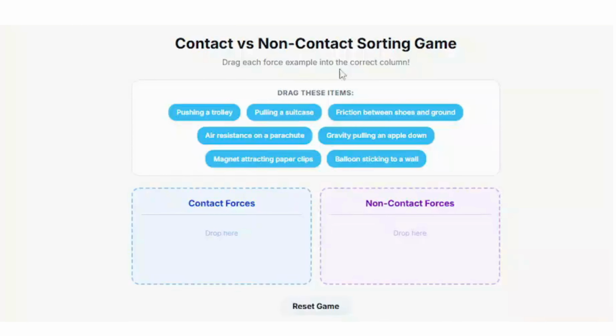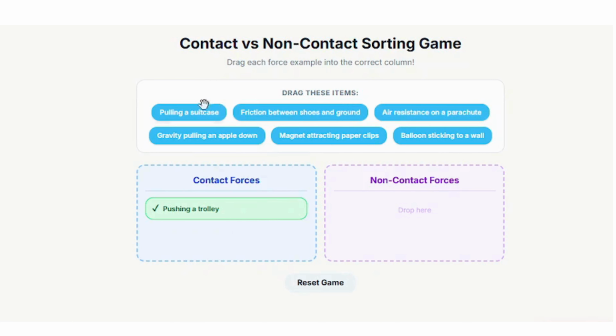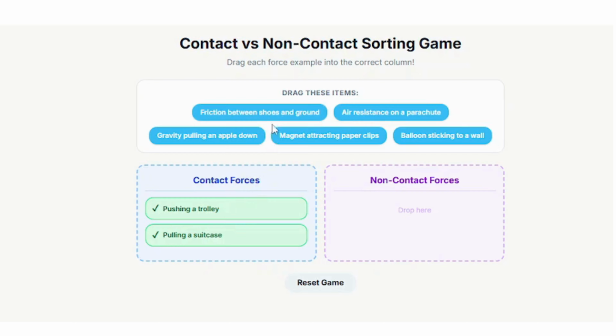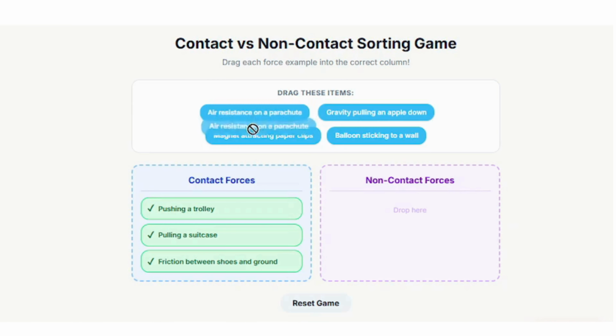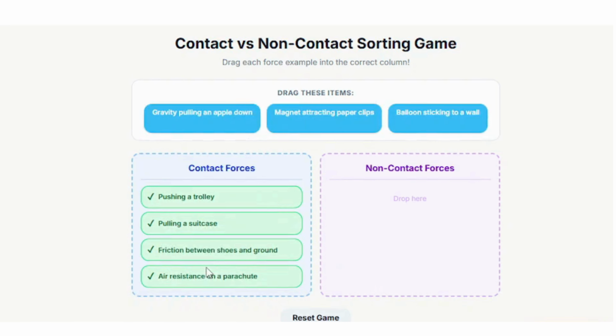Okay, so here we're going to do a contact versus non-contact sorting game. I'm already doing the answers, and I'm dragging the correct answers under the correct columns. So for contact forces, we've got pushing a trolley, pulling a suitcase, friction between shoes and the ground, and lastly air resistance on a parachute. For non-contact forces, we have gravity pulling an apple down, a magnet attracting paper clips, and the balloon sticking to a wall.